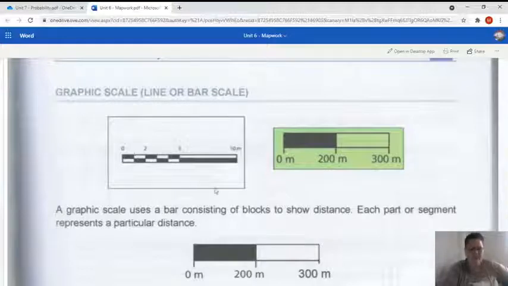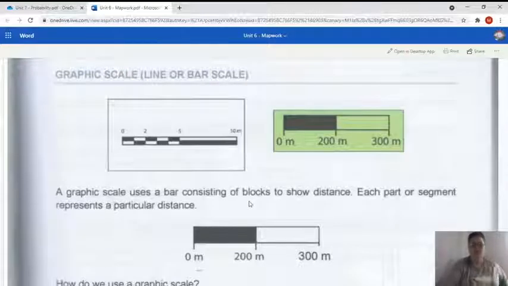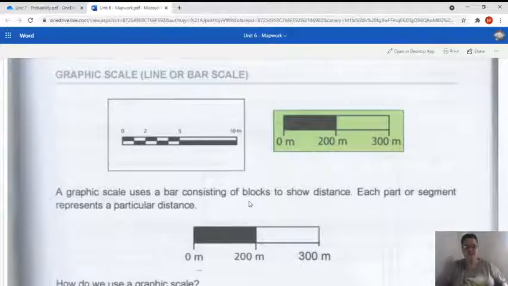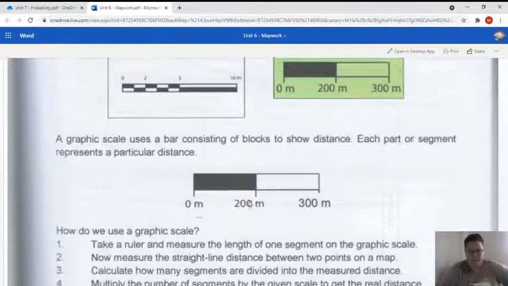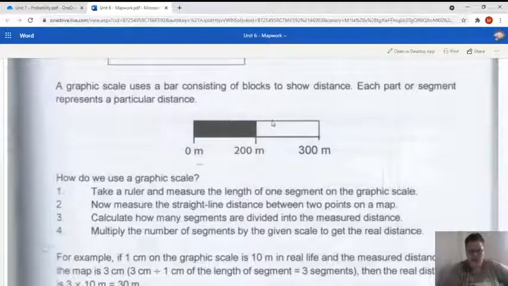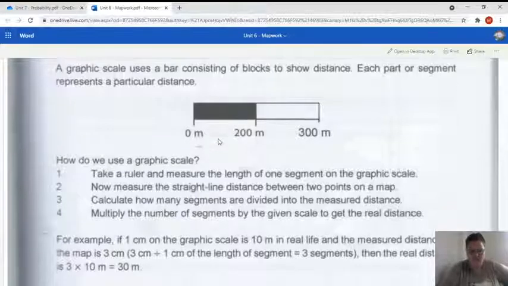Okay, a graphic scale uses a bar consisting of blocks to show distance. Each part or segment represents a particular distance. Here we go again. There are 2 segments to this. Why is it like this? So that you can easily gauge what it is, what size portions there are that you need to work with.